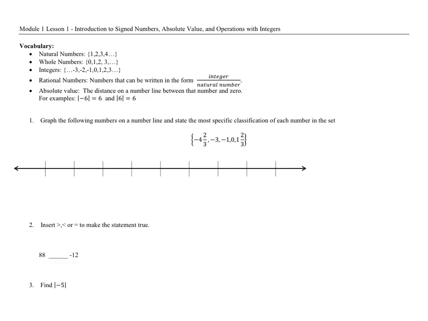This is Module 1, Lesson 1, an introduction to signed numbers, absolute value, and operations with integers. First, we need to look at some vocabulary.